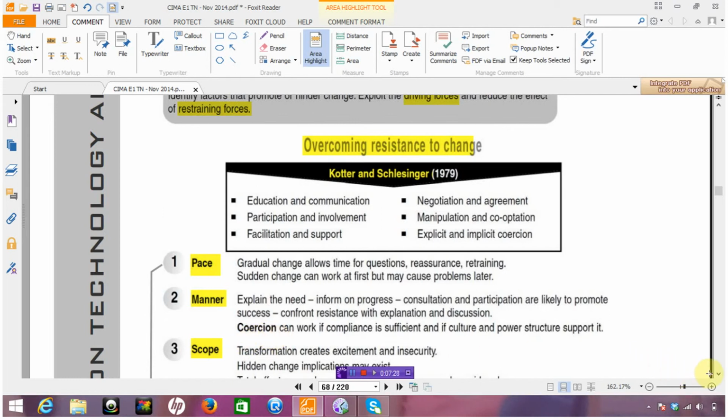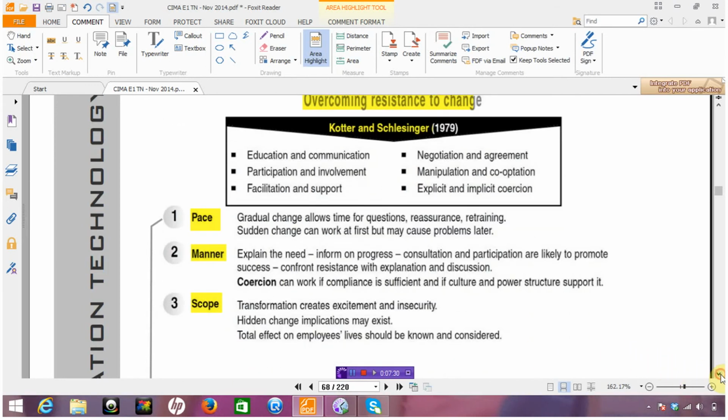In terms of scope, we're really looking at the extent of the change and whether or not the full scope is fully known by all the people involved, and that's probably quite important, an important aspect of change, making clear exactly what is going to happen and ensuring that you follow through on that basis.